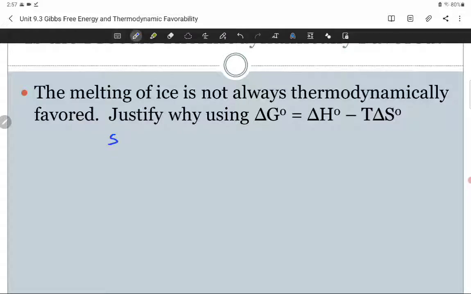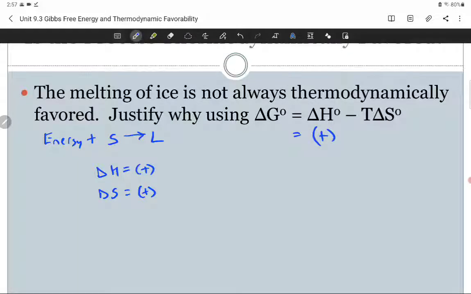So we have a solid and we have a liquid. So what do we know about that? For a solid to become a liquid, that has to be endothermic. Endothermic means delta H positive. So that's something that you guys should remember or know from previous units. What else do we know? The disorder of the system, the randomness of the system, is increasing because it's going from a solid to a liquid. So now we're going to plug those in and see what happens.